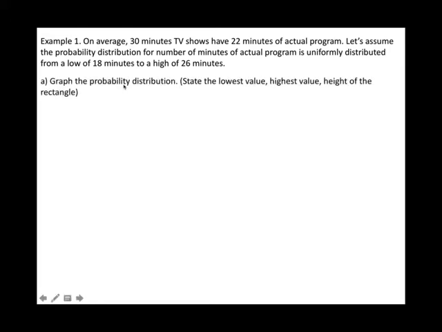First, graph the probability distribution. State the lowest value, highest value, and the height of the rectangle. The starting point here is uniformly distributed from a low of 18 minutes, so this is a starting value, to a high of 26 minutes, it's going to be here. And now, figure out what is the height of the rectangle.